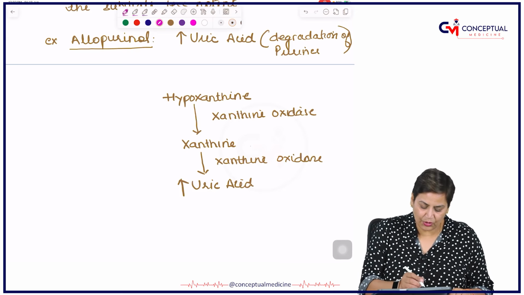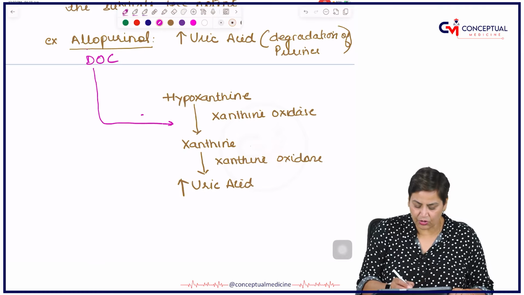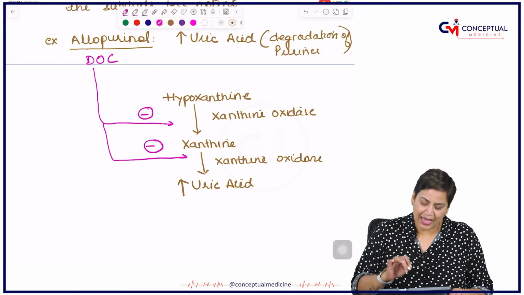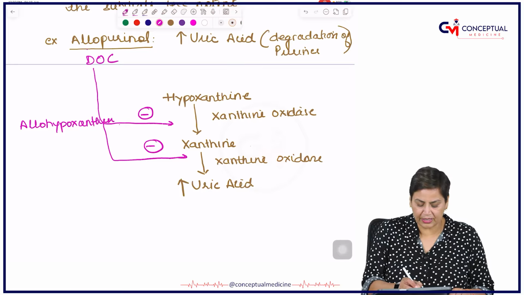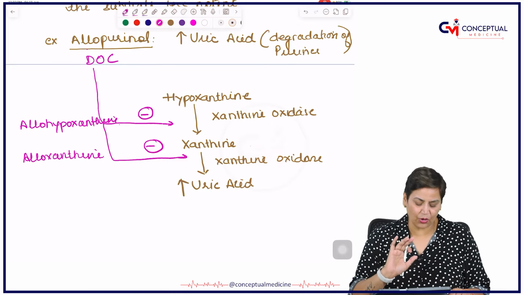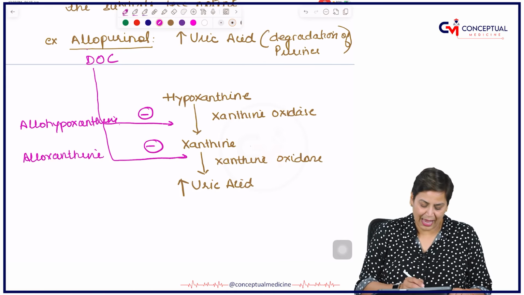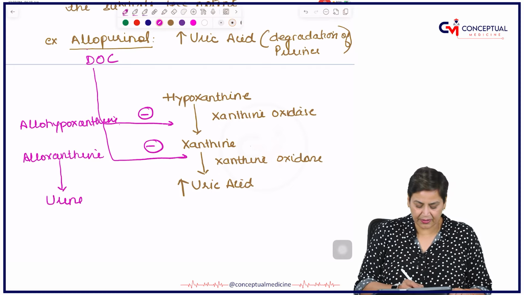Now, when allopurinol is given, which is basically the drug of choice, it is going to block here or it is going to block here. So it is going to form allohypoxanthine here, or it is going to form alloxanthine. Now, when it forms either allohypoxanthine or alloxanthine, they are both water soluble. Since they are water soluble, they are easily excreted via urine.